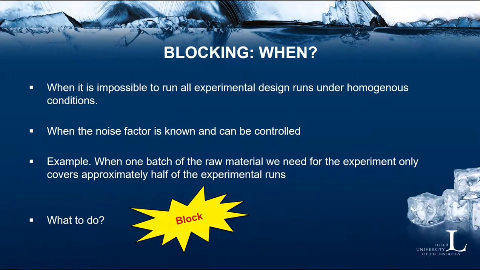Okay, blocking. When should we do blocking? Well, when it's impossible to run all experimental design runs under homogeneous conditions, and when we know the noise factor and it can be controlled, we know which design runs will be affected and so on. For example, if we have one batch of the raw material that we need for the experiment and this only covers perhaps let's say half of the experimental runs, then we know that we need to change the raw material in the middle of the experiment, and this can be a situation when we want to run the experiment in 2 blocks, for example.